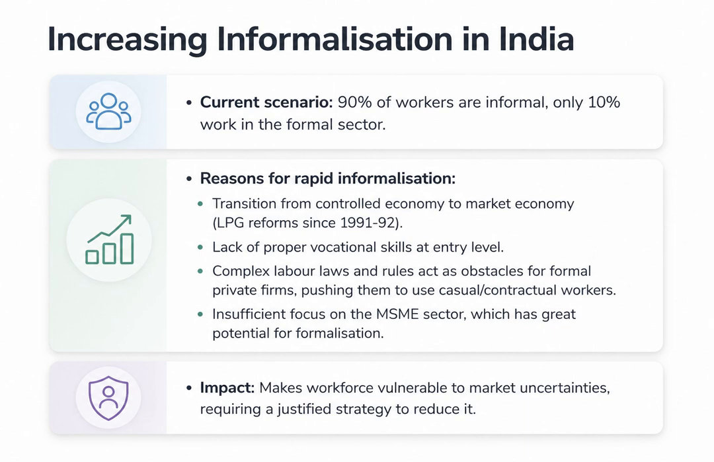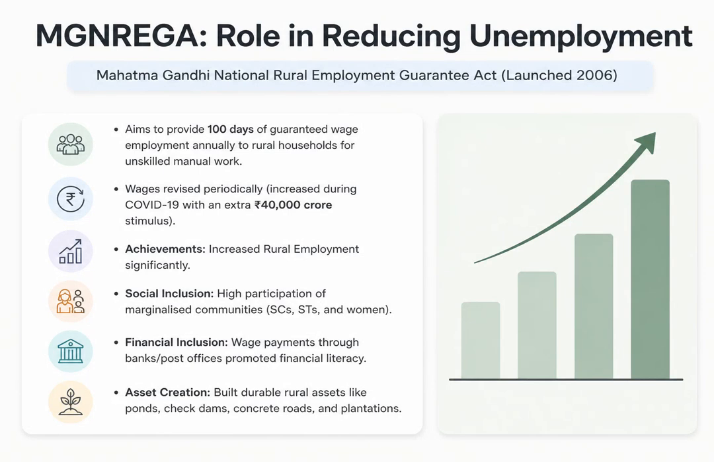This massive informalization leaves the vast majority of our workforce highly vulnerable to market shocks, making it imperative to implement strategies that support the MSME sector and simplify labor regulations. When discussing rural unemployment, we must highlight the Mahatma Gandhi National Rural Employment Guarantee Act, or MGNREGA, launched in 2006.